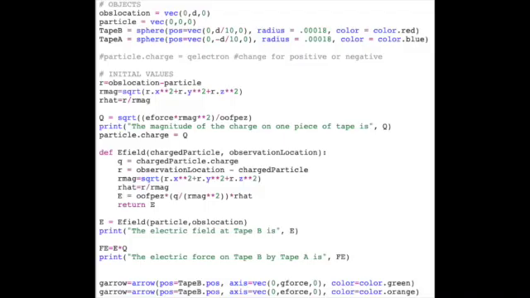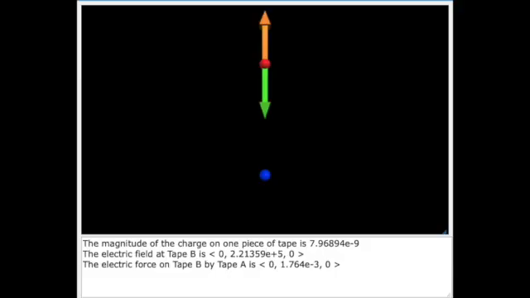Using these calculations as my foundation, I created a computational model calculating the charge of the top tape, the electric field, and the electric force on tape B by tape A. This model also illustrates the tapes as single point charges, with arrows modeling the electric and gravitational forces acting on the top tape. Here is my computational model, with the image above illustrating the interactions between the charged tapes and the results of my calculations below.